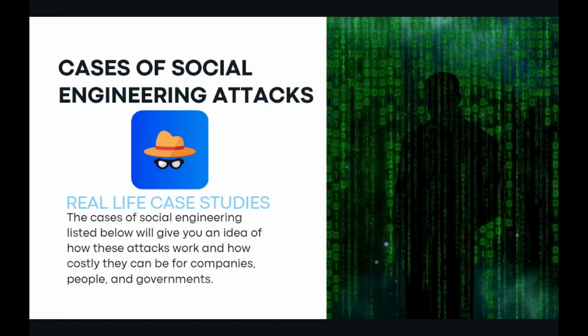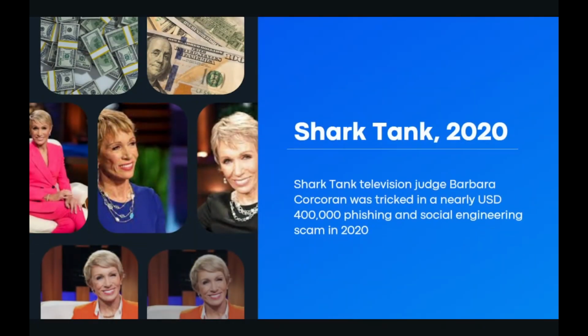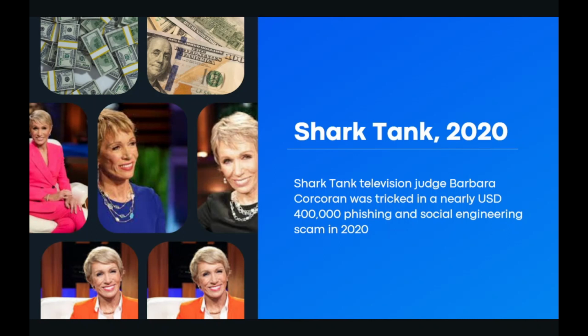So let's see the first scam, which is Barbara Corcoran, a judge on the television show Shark Tank, who fell victim to a social engineering and phishing scam in 2020. The scammer, posing as a legitimate assistant for Corcoran's bookkeeper, sent an email requesting a payment of nearly 4 lakh US dollars for a property renovation. The email contained details that made it appear to be from a trusted source and included an invoice with a legitimate looking letterhead.